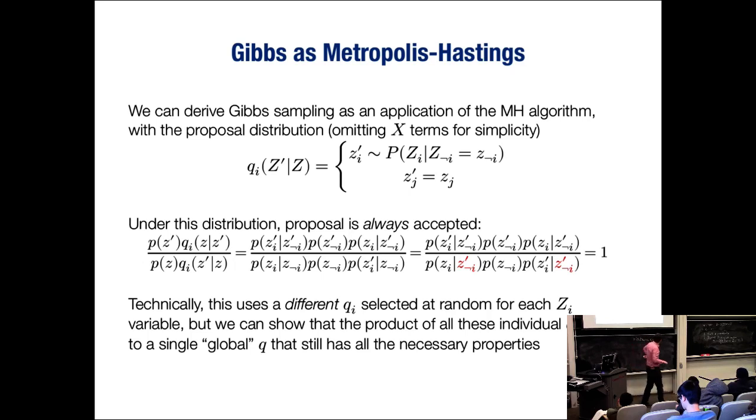So here's what I'm going to do. I'm going to define my Q function. I'm going to call it Qi, because I'm actually going to have a separate Q function for each possible random variable that I'm going to sample. And in fact, what I really do is pick one of these Qi's randomly, and sort of average over all possible choices for Qi.